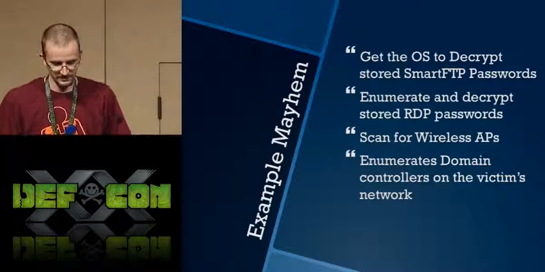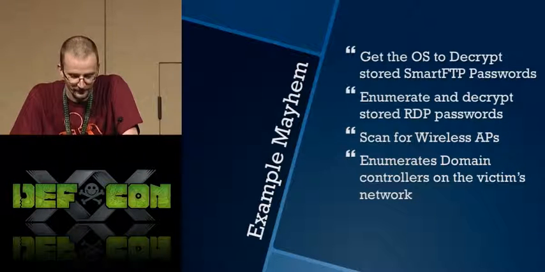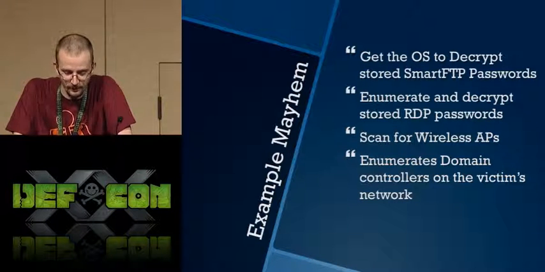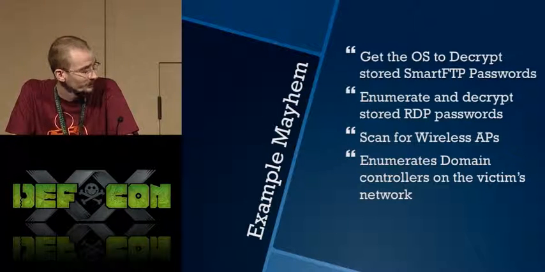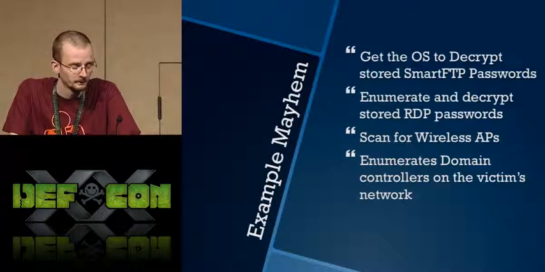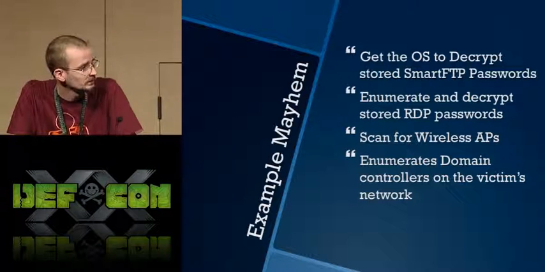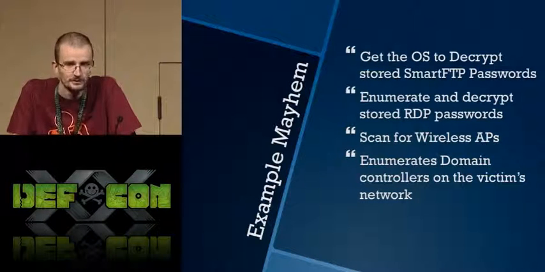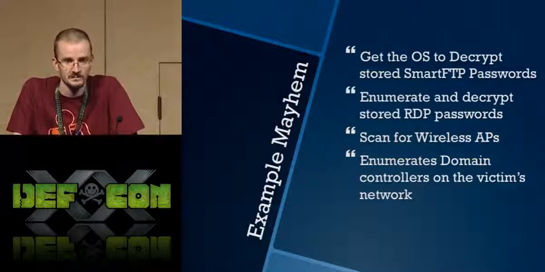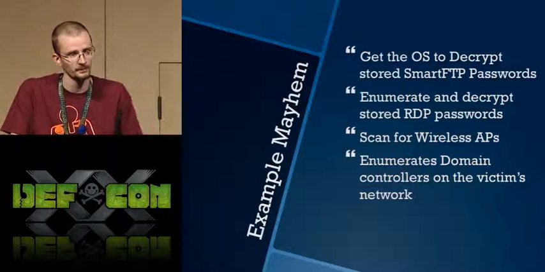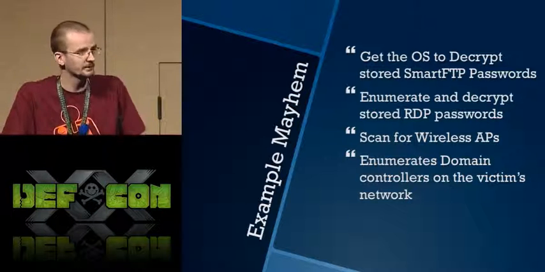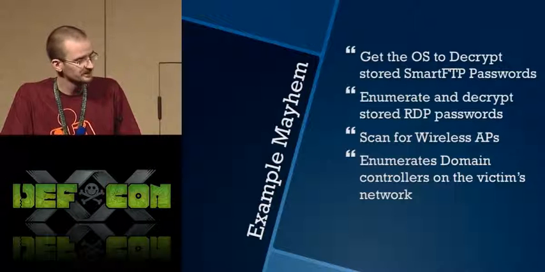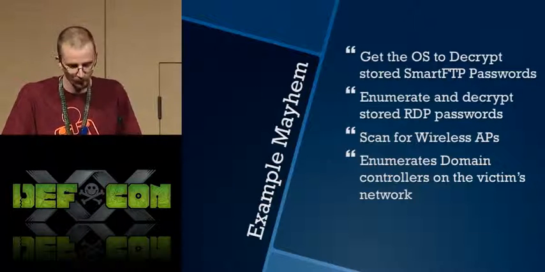So here's some example mayhem that's been caused with Railgun. SmartFTP is an FTP client that stores encrypted passwords, and it encrypts all the passwords with the Windows cryptographic API. So using Railgun, we make those same exact function calls and get the victim machine to go ahead and decrypt the passwords for us. There's no pulling down the encrypted password and having to crack it and use our own processor time for it. The victim does all the work for us.